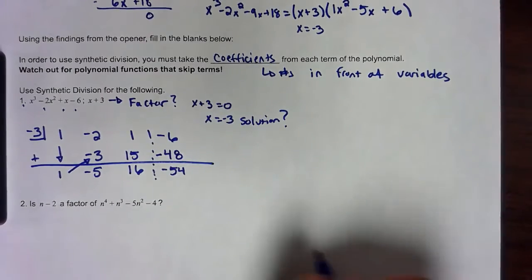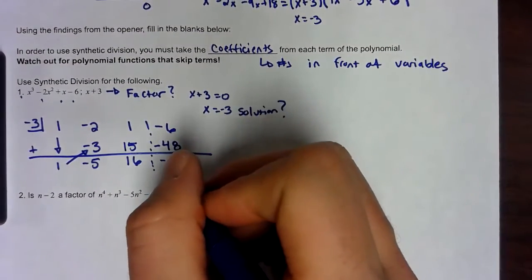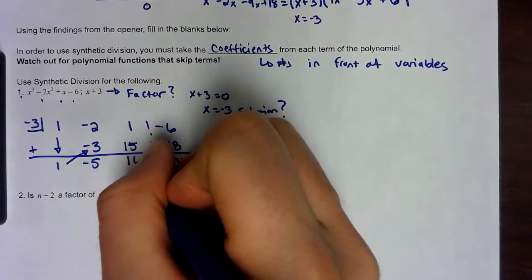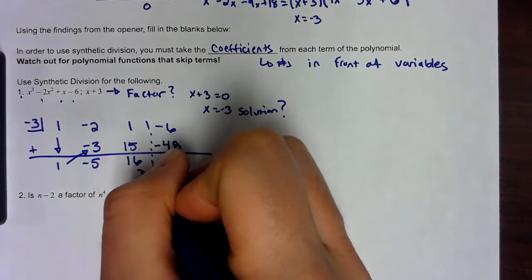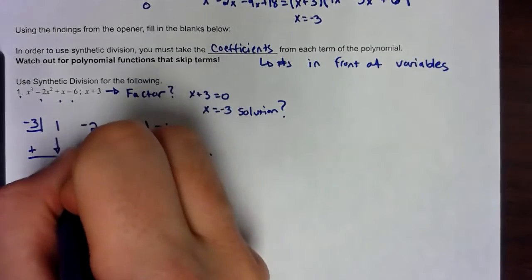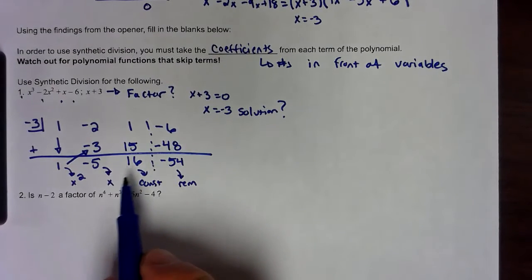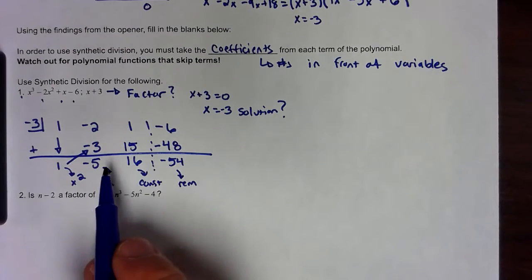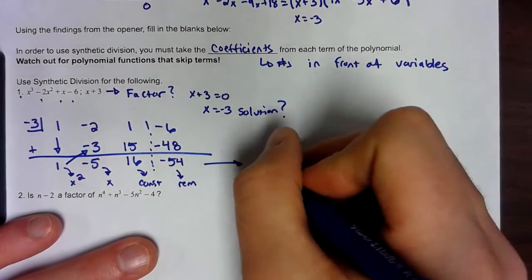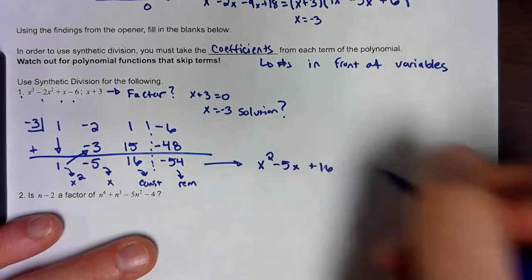So in this case, since we got a remainder that is not 0, this is not a factor, and thus it is not a solution. We can still write our result here. So what this equation represents, by identifying what these numbers represent, are constant, linear, and quadratic terms. And so really what this equation would look like is x squared minus 5x plus 16.